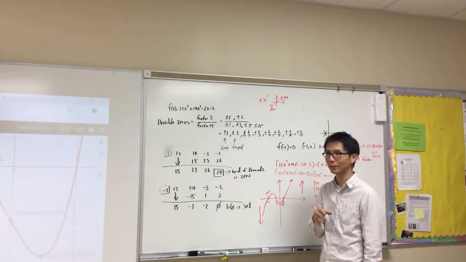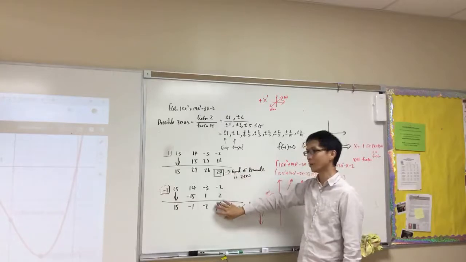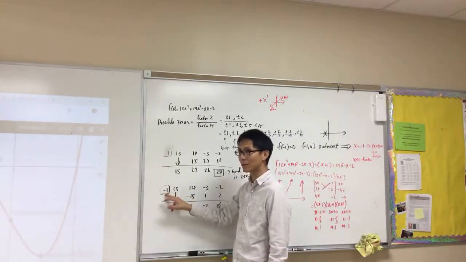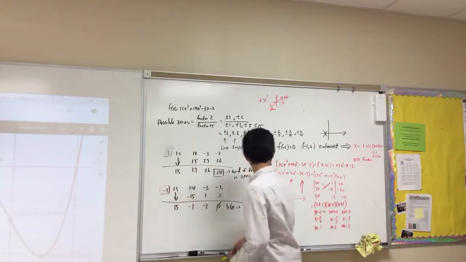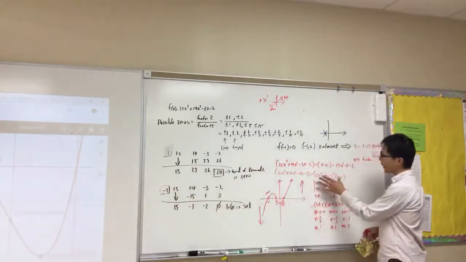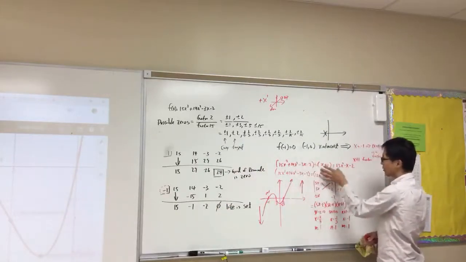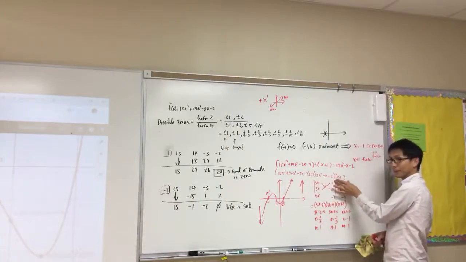Sometimes you might get lucky and get it on the first try. But your whole idea is to get 0. Once you get 0, that means -1 is a zero. That also means x plus 1 is a factor. So that means I can rewrite this, whatever remainder comes, times x plus 1. So I don't have to do this part. This part is to explain to you. This one is equal to this.